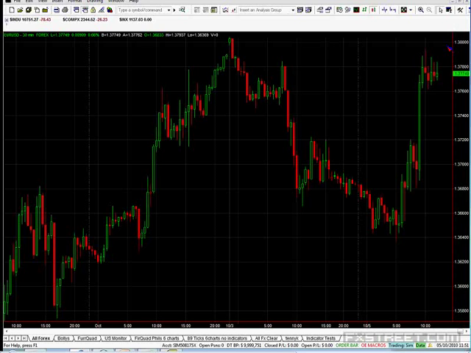So there we go. That's that. Could be a flag formation? Absolutely. Could be a pennant? Absolutely. It could indeed.